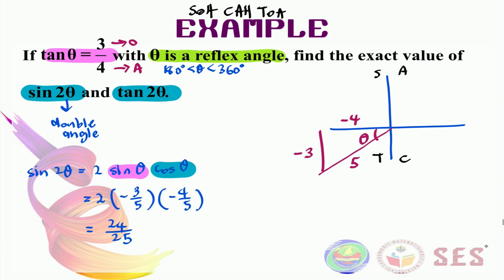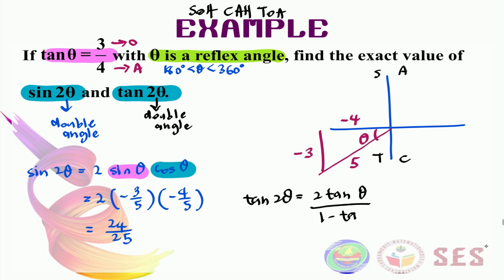We want to find the value for tan 2 theta here. And again, we know that tan 2 theta is a double angle. And according to the double angle formula, tan 2 theta is equal to 2 tan theta over 1 minus tan squared theta. We already have the value for tan theta here, so we're just going to substitute everything. Even if you find it from the triangle here, you're still going to get the same answer.